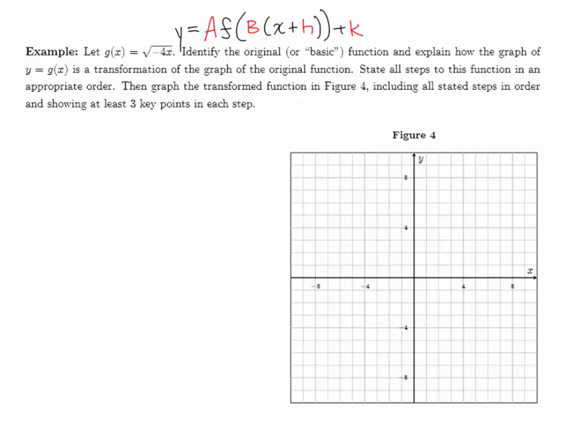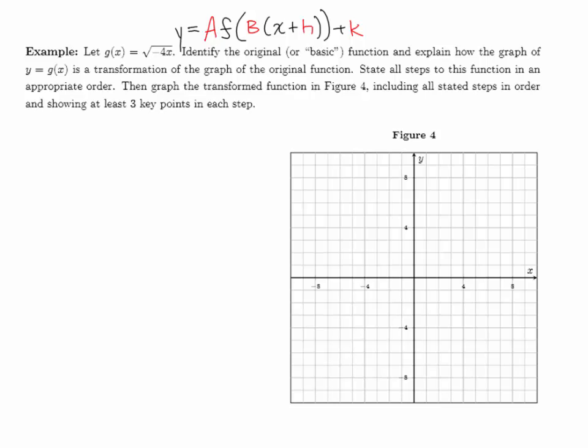In this example, we're going to use transformations to sketch the graph of the function g, where g is defined by g of x equals the square root of negative 4x. To do so, we'll identify the original or basic function and explain how the graph of y equals g of x is a transformation of that original function. While we do this, we'll make sure that we state all steps to this transformation in an appropriate order, and in our graph, we'll make sure that we plot 3 key points and that we track them through each step.